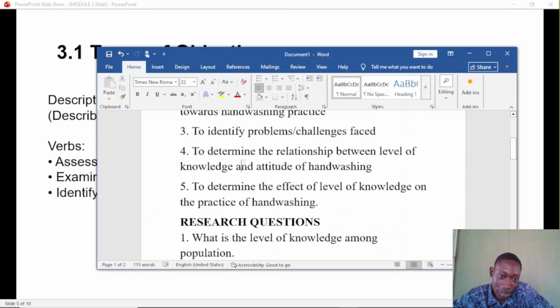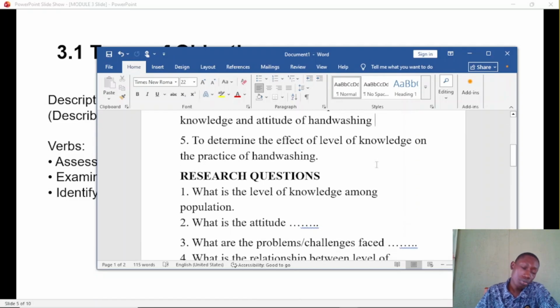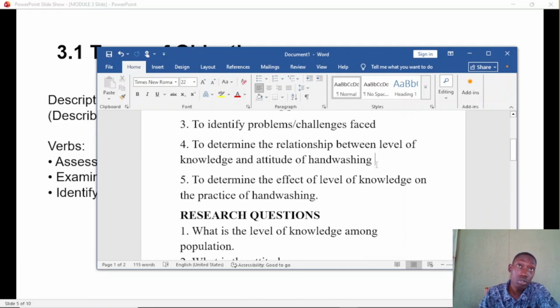Null hypothesis means it is zero. So that is the reason why you will see people saying there is no significant relationship, not just ordinary relationship or significant relationship. There is no significant relationship between what? Level of knowledge and attitude of hand washing. That is just it. That is how to go about formulating your hypothesis. That would be your null hypothesis. We have both null and alternate hypothesis.